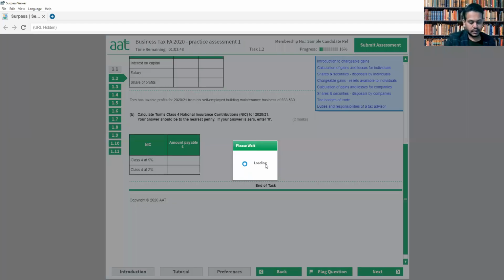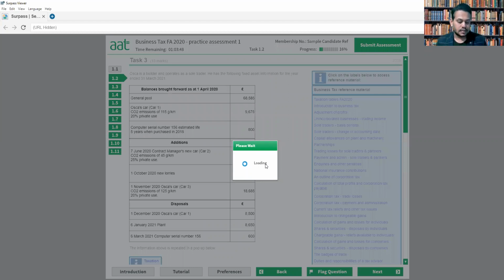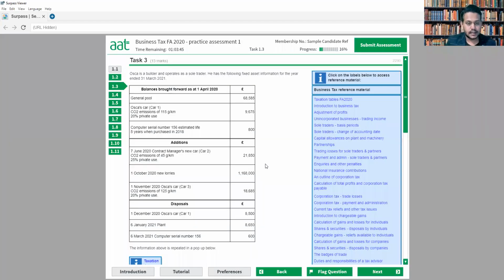Question number 3. So tax question number 3 is mainly from the capital allowance. So let's try to understand what question we have here. It says Oscar is a builder and operates as a sole trader. He has the following fixed asset information for the year ended 31st of March 2021.